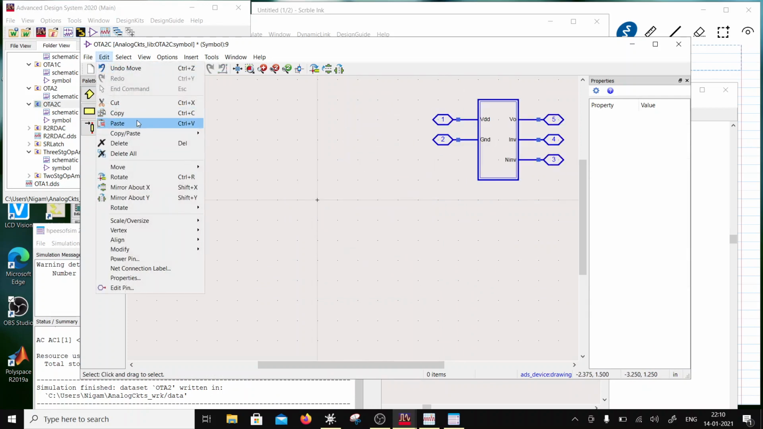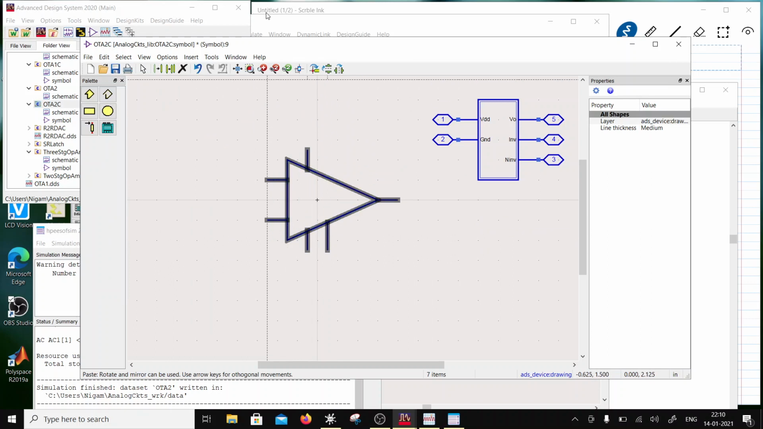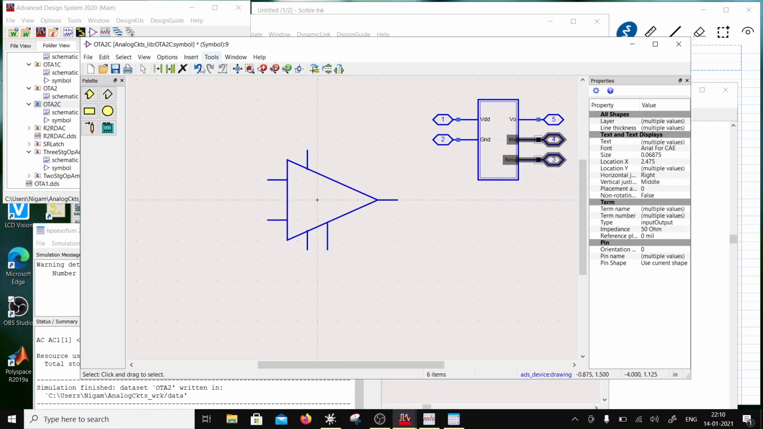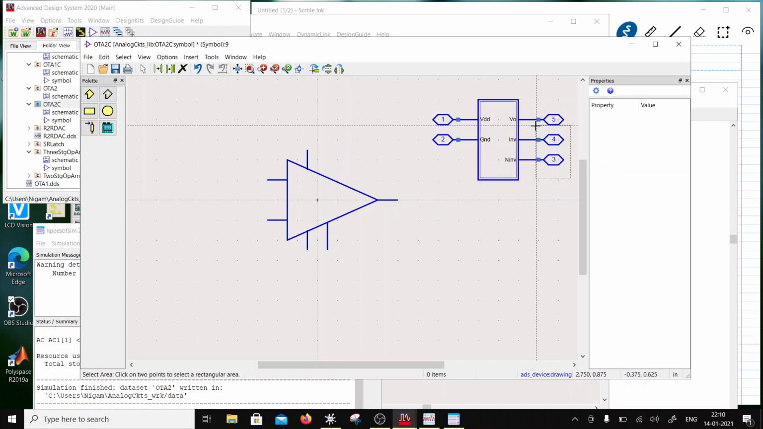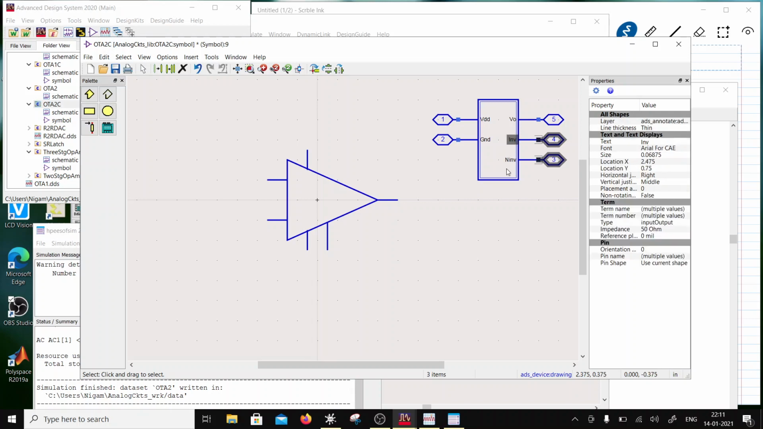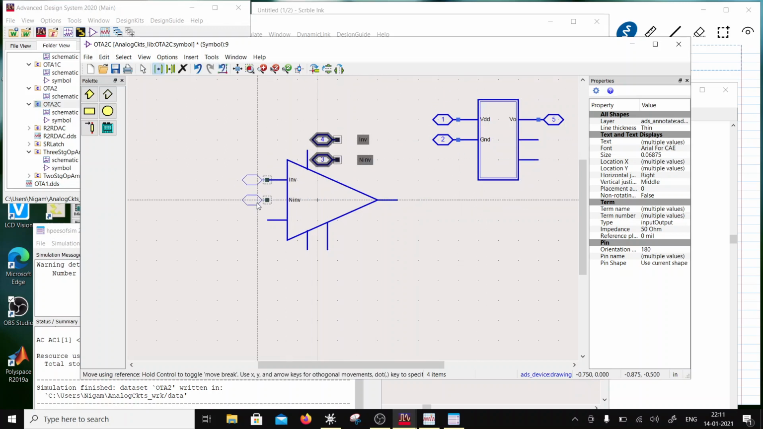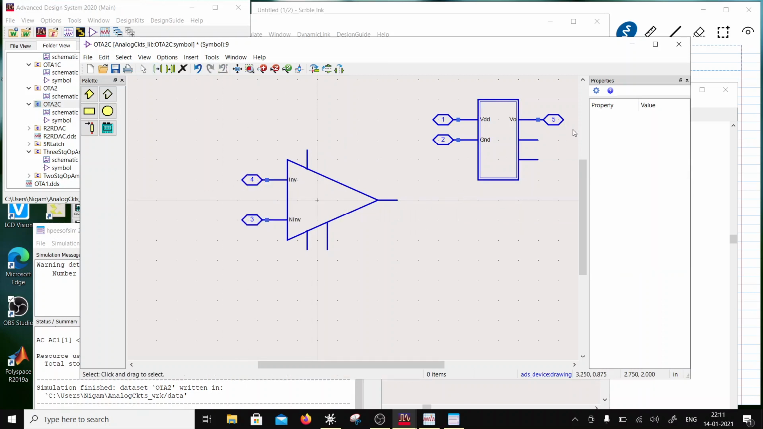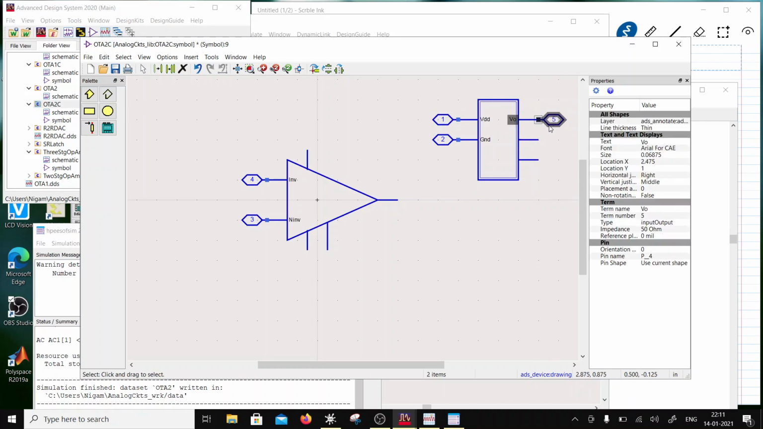So I'll say edit paste, that's over here, and I have inverting and non-inverting input. So I'll just copy these pins and these names. I will just mirror them and place them here, and this is inverting, non-inverting input, this is my output, right? So I will just copy that over here.